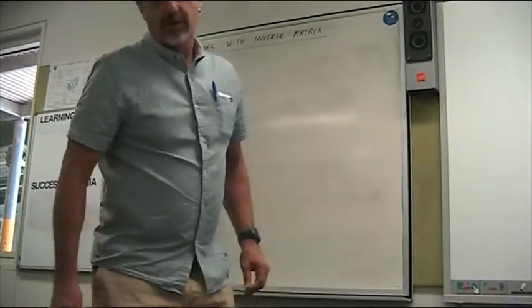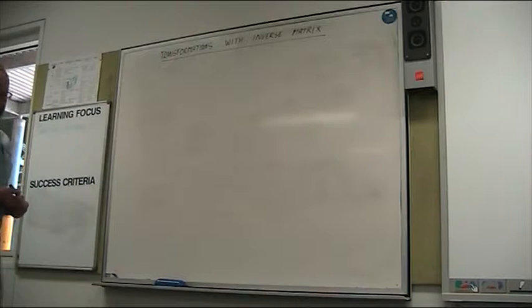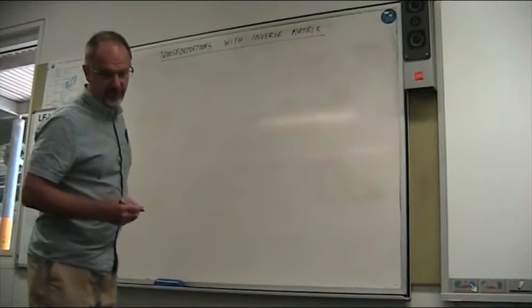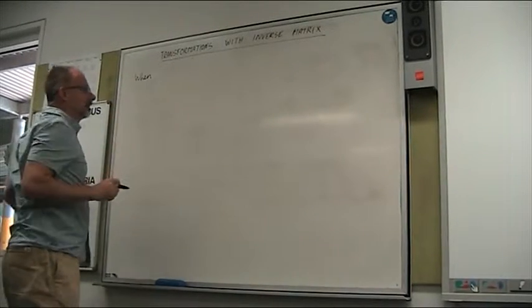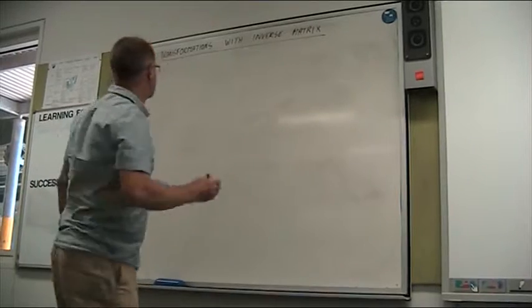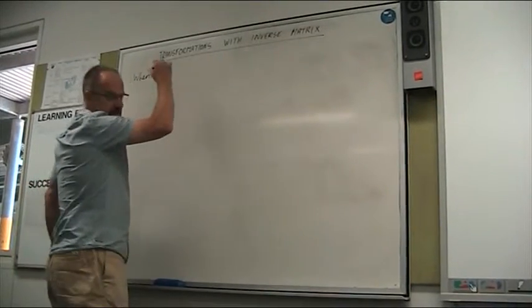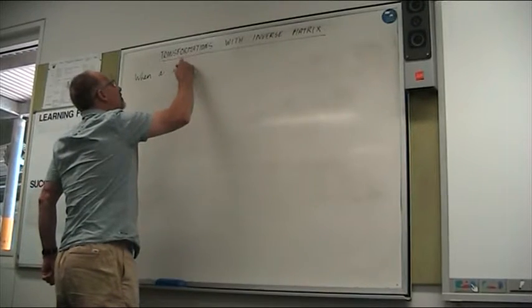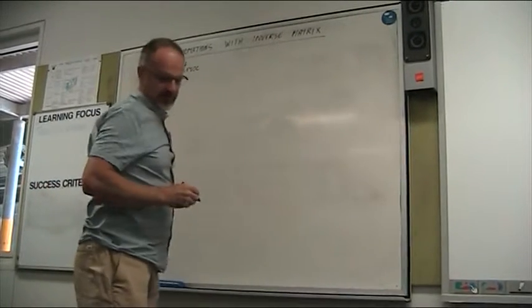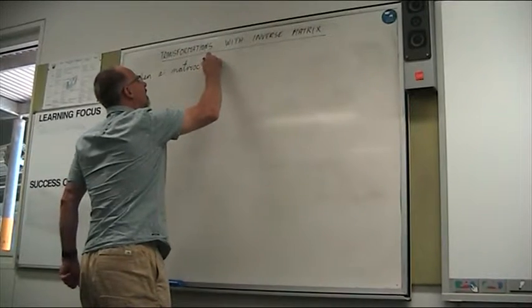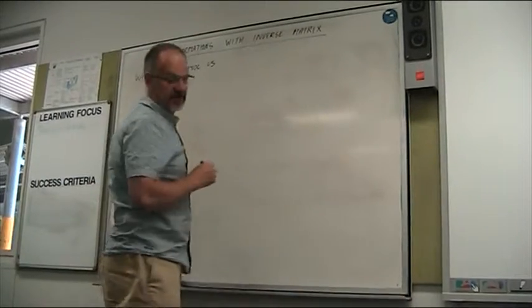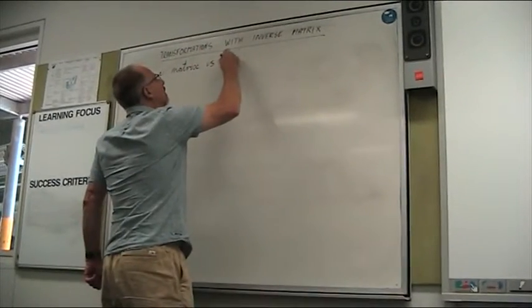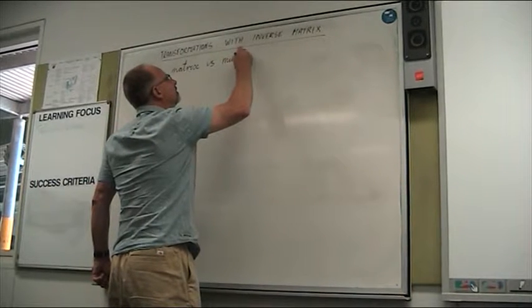3J. Alright, so we're looking at transformations with the inverse matrix. So first of all, what is an inverse matrix? Inverse often means the opposite, so for an inverse matrix, if you multiply a matrix by its inverse, then you get the identity matrix, which is the matrix equivalent of the number 1.